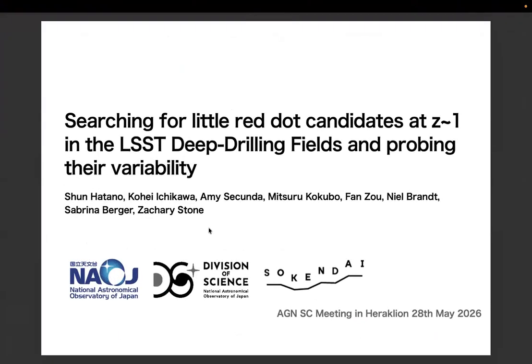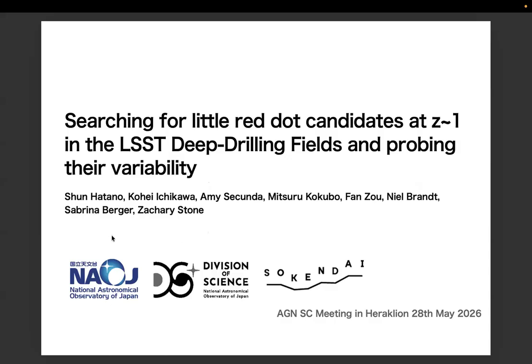So we will now hear from Shun Hatano about searching for little red dot candidates at low redshift. Please go ahead. Hi, I'm Shun Hatano. I'm a PhD student in Sokendai graduate school. It's a graduate school without undergraduates, so people may not know it. But I work at the National Astronomical Observatory. I work on little red dots, especially at redshift 1 in the DDF.